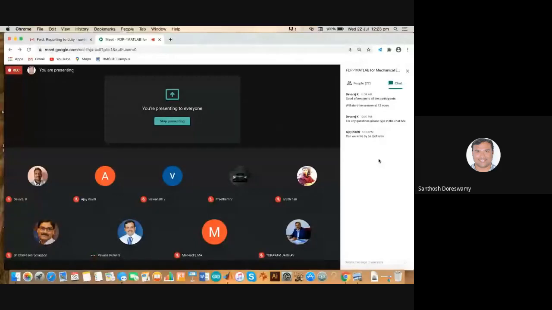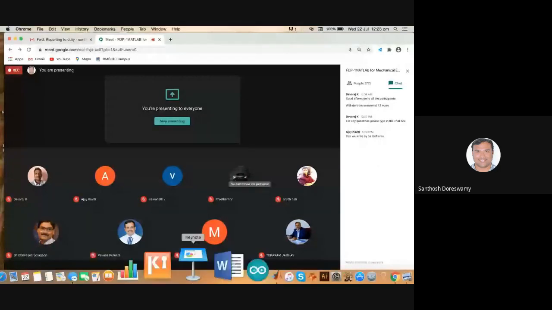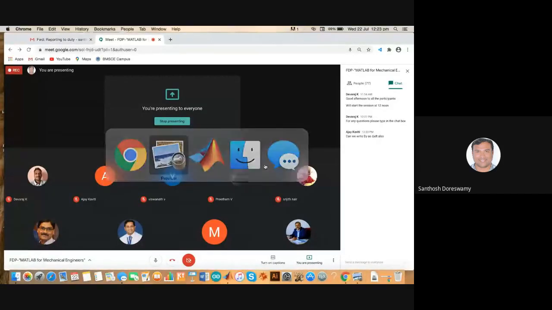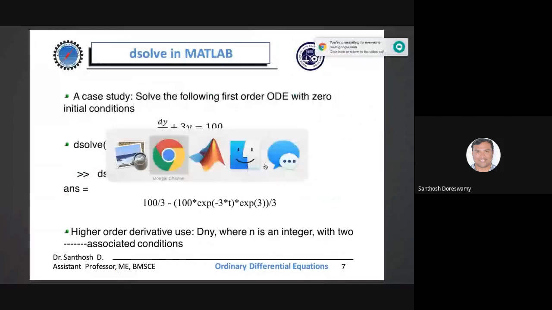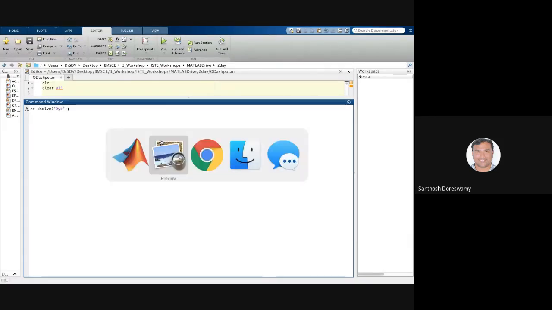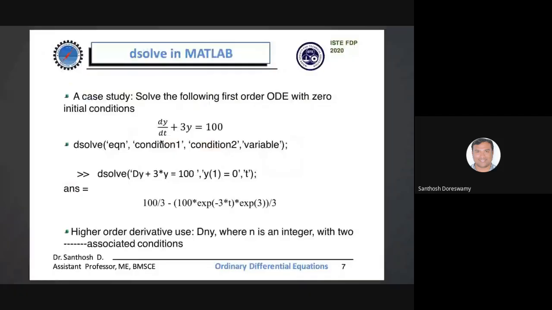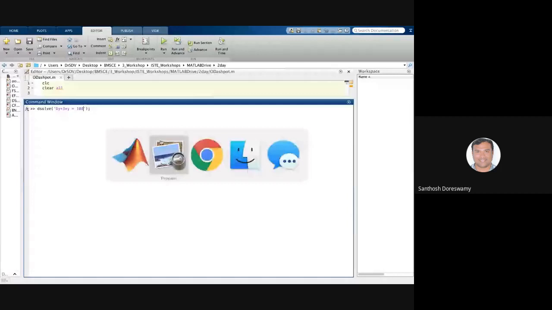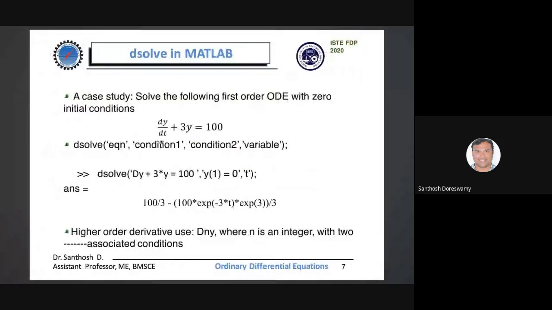Now let me get into MATLAB. Dy plus 3y is equal to 100. So I will say dsolve, Dy plus 3 times y is equal to 100, and y of 1 equals 1.